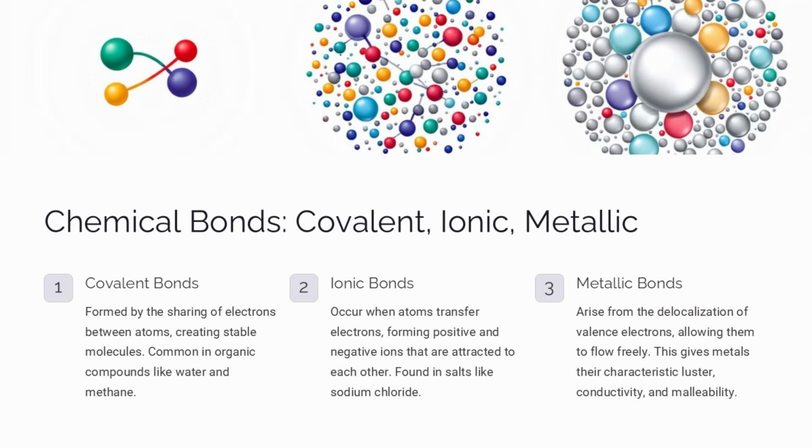Ionic bonds occur when atoms transfer electrons, forming positive and negative ions that are attracted to each other. This is found in salts like sodium chloride. Metallic bonds arise from the delocalization of valence electrons, allowing them to flow freely. This gives metals their characteristic luster, conductivity, and malleability. The visual diagram on the slide provides clear representations and explanations of these three bond types.